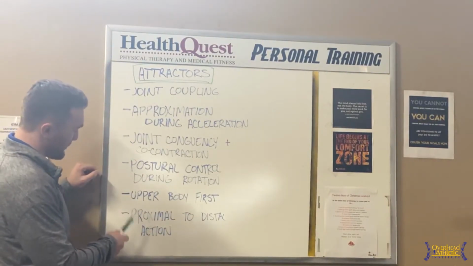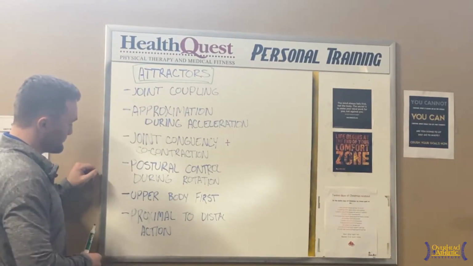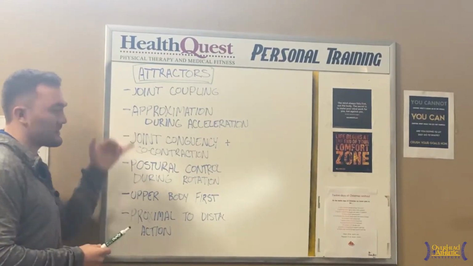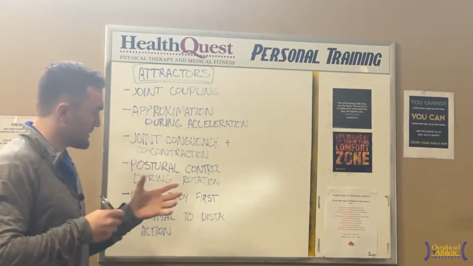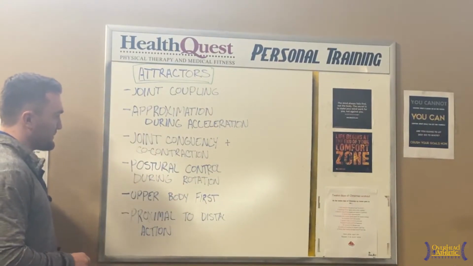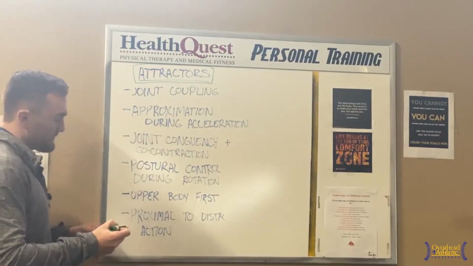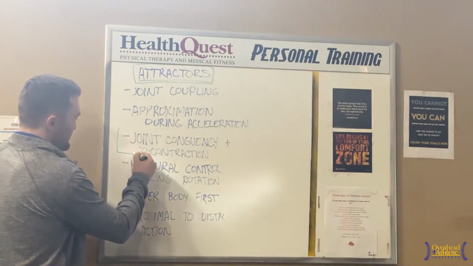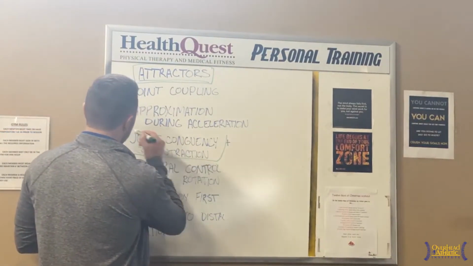When we look at the throw, we can think about different attractors. We can think about different stable components of the movement. We can break these down. We can look at each individual one. For today, I just want to talk about this one here.